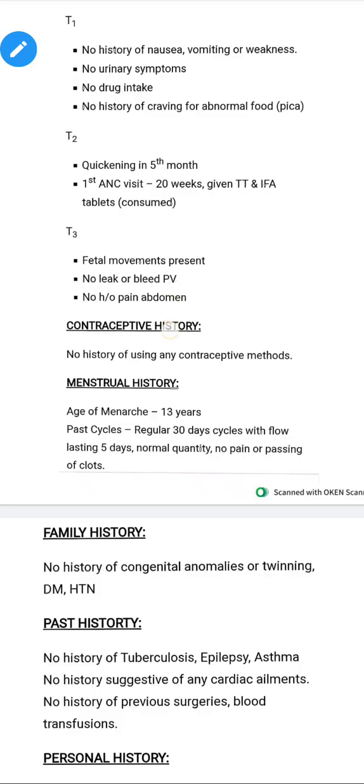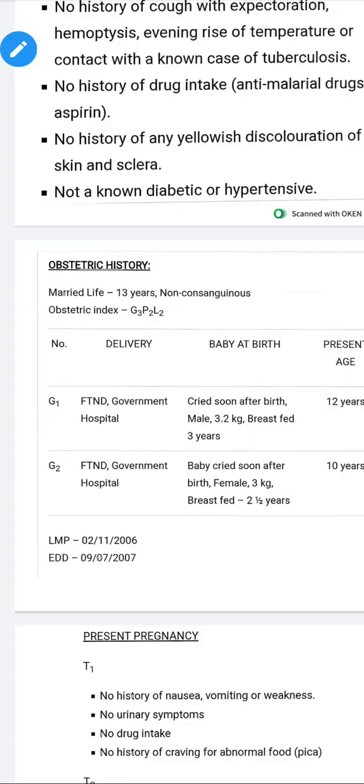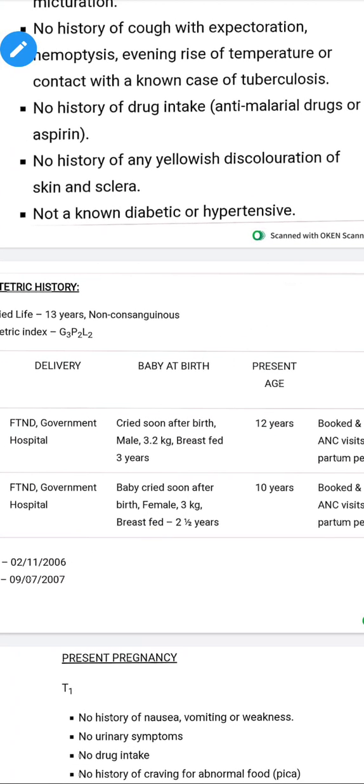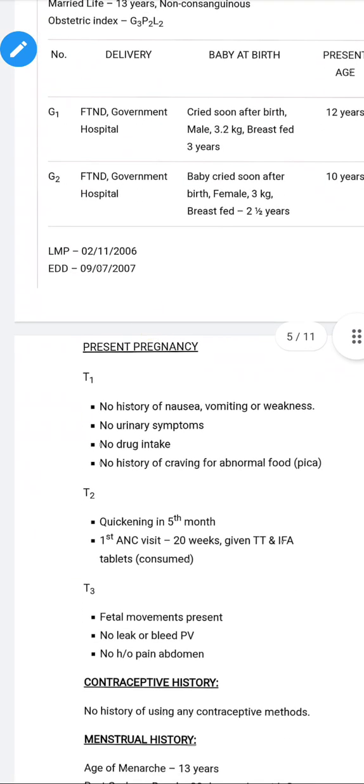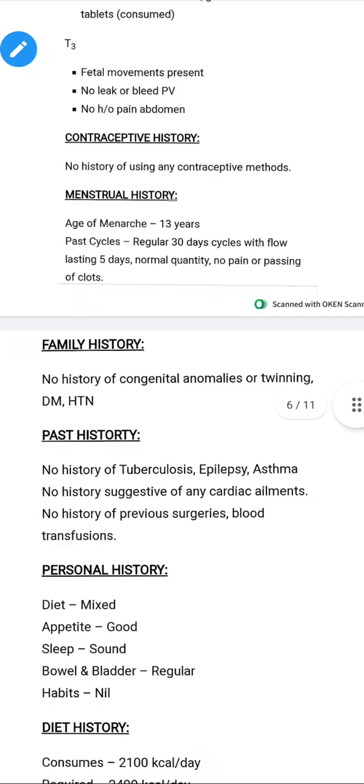After menstrual history, you have to ask the obstetric history. In obstetric history, she is married for 13 years, non-consanguineous marriage, and she is G3P2L2, like two living children, both delivered by normal vaginal delivery in a government hospital, and post delivery no complications were noted. Her postpartum period was uneventful, like that you have to say, followed by the family history. There is no history of any congenital anomalies or twinning or diabetes, hypertension, no history of any tuberculosis, epilepsy, asthma, no history suggestive of any cardiac ailment, no history of previous surgeries, blood transfusion.